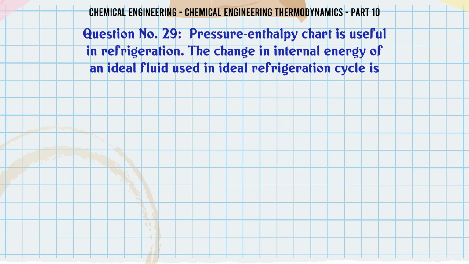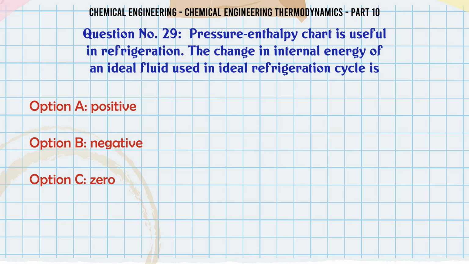Pressure-enthalpy chart is useful in refrigeration. The change in internal energy of an ideal fluid used in an ideal refrigeration cycle is: A. Positive. B. Negative. C. 0. D. Infinity.